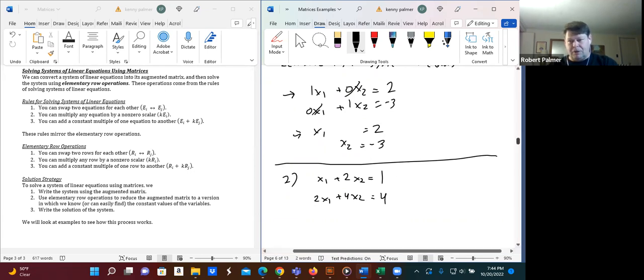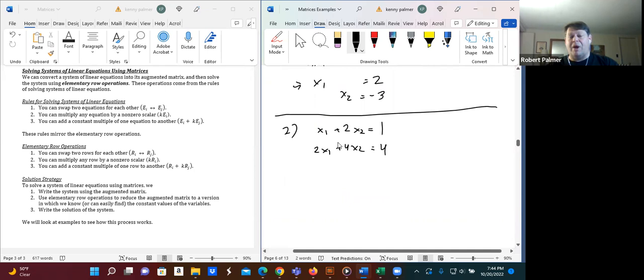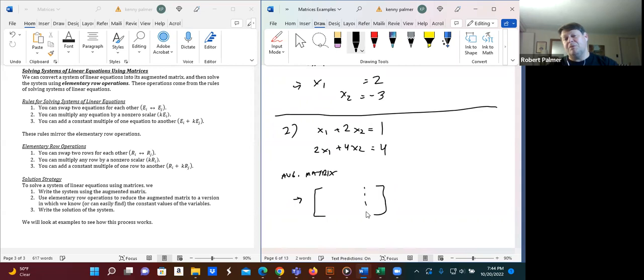Now, once again, I want to solve this system, and once again, write it as an augmented matrix. Just as we did, we're going to have a 2 by 3 matrix, 2 rows and 3 columns. In the first row, we have this equation, and my right-hand side is going to be on the other side of this dividing line. So this coefficient is going to be 1, this coefficient is positive 2, and the number is 1. Down here, I'm going to have 2, 4, and 4.